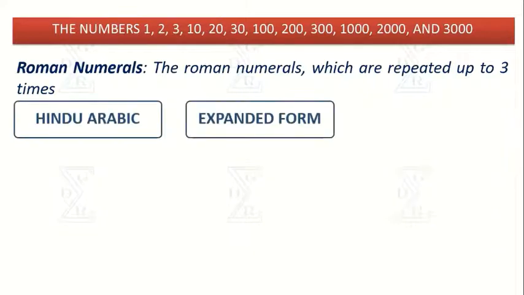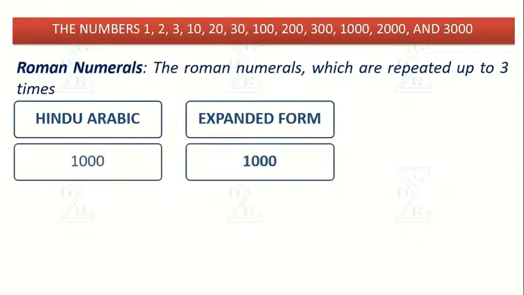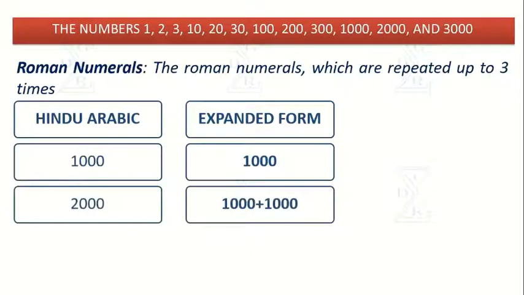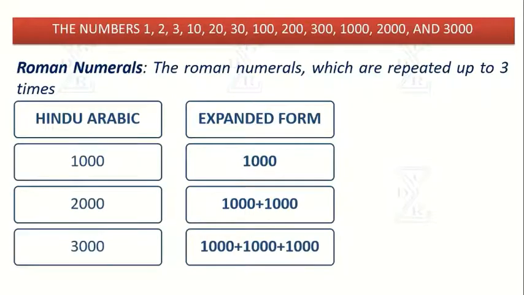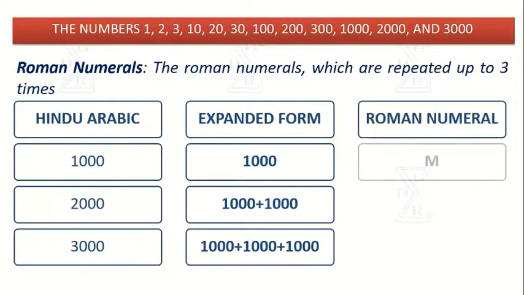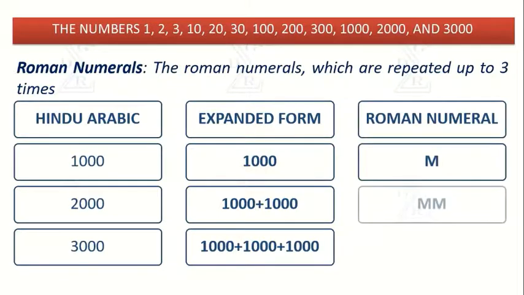Simultaneously, let us observe the Hindu-Arabic numerals and the expanded form of 1000, 2000, and 3000. As we know 1000 is M, so we can write 2000 as MM, and 3000 as MMM.